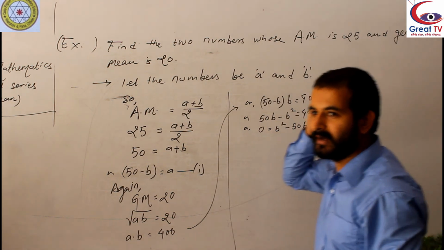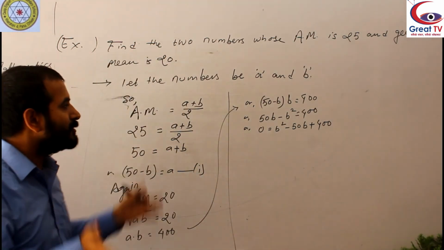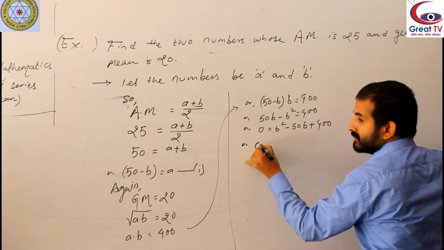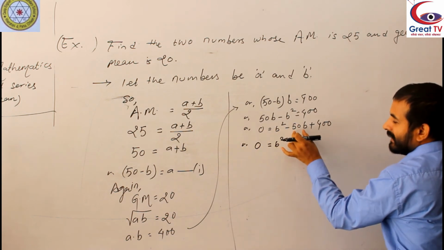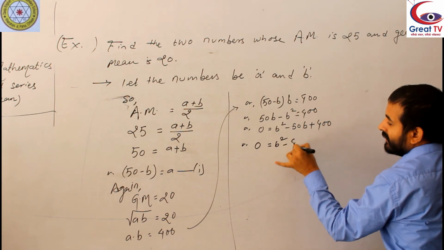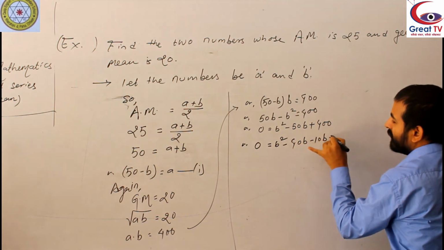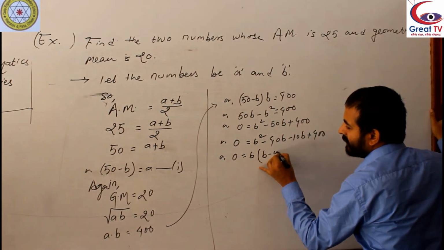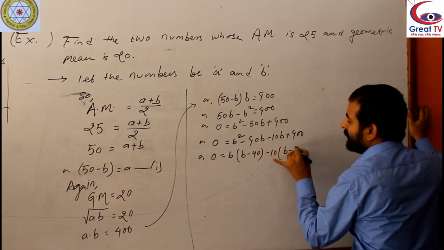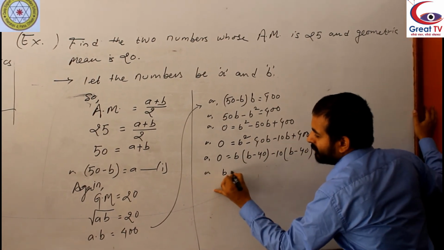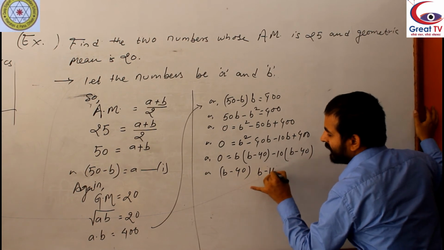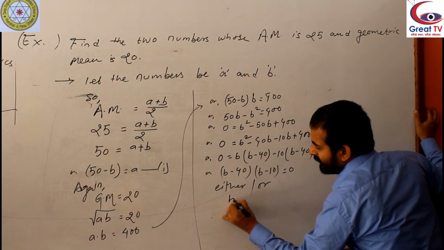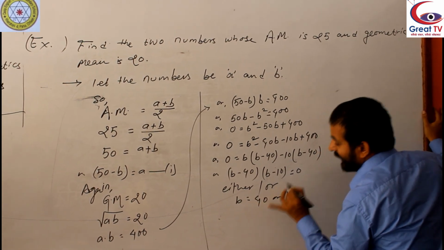Now look, my dear students, you have come to a quadratic equation. Now write it as 0 equals B squared minus 40B minus 10B plus 400. Okay, 0 equals B common, B minus 40, minus 10 common, B minus 40. So (B minus 40)(B minus 10) equals 0. Either B equals 40 or 10.